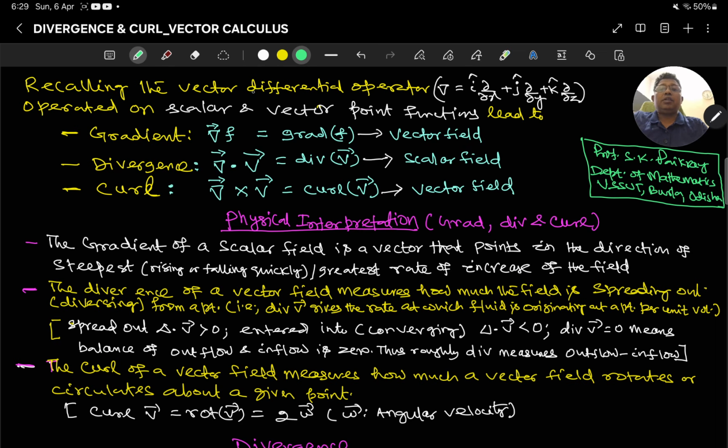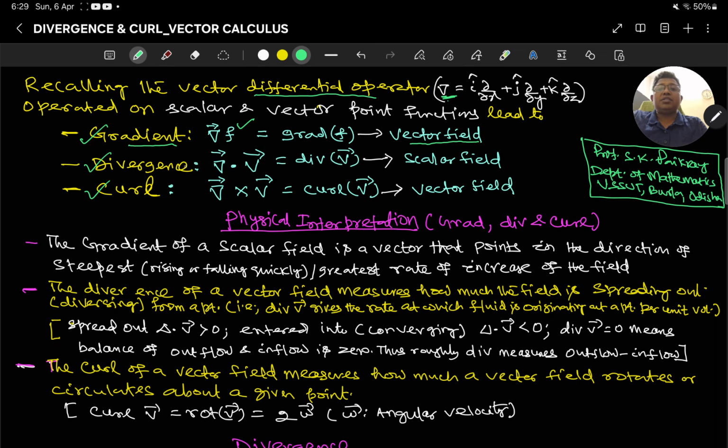If we recall the vector differential operator, nabla or inverted del, which we also read as del, operated on scalar and vector point functions, it leads to gradient, divergence and curl. If the field is a scalar field, then it leads to the gradient. After the operation this field becomes a vector field. F is a scalar point function, del is a vector, so now grad f defines a vector field.